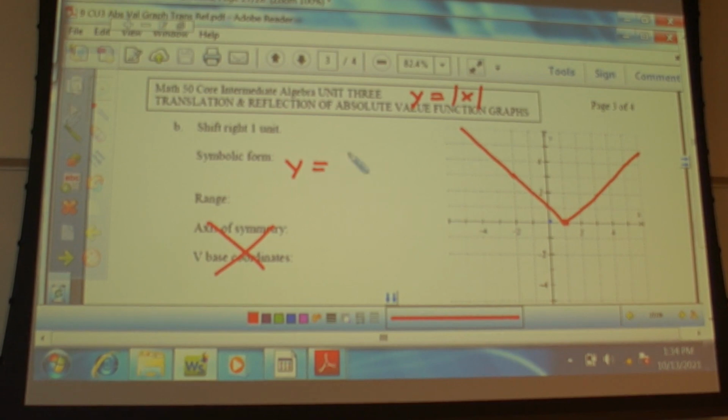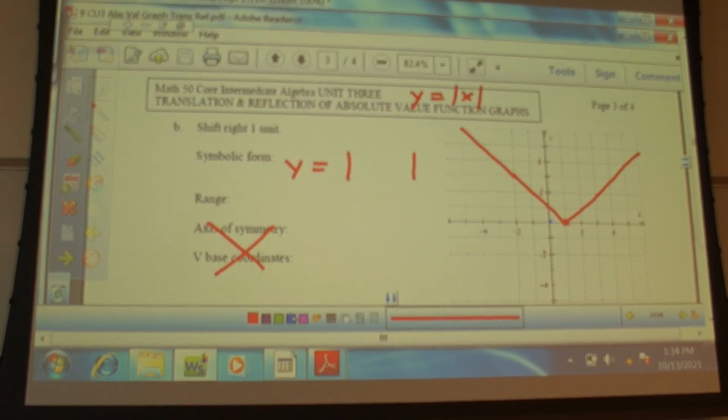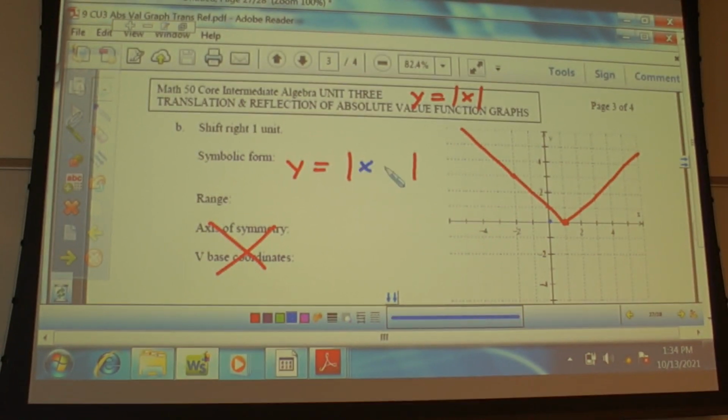I'm going to do what? Right 1 should be minus. Remember, right is the opposite. Inside is the opposite. And let's not worry about the range. I don't care about the range. I'll set up too.